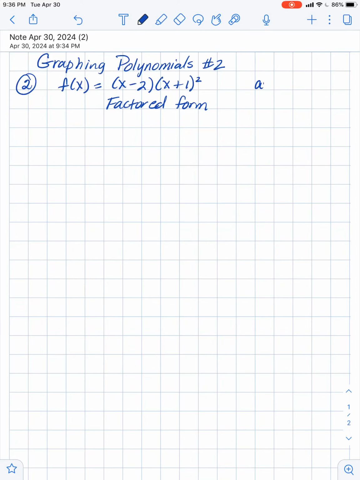So again, we're going to talk about the degree of your polynomial. And remember, it is your highest power or exponent. And as I showed you in the last one, if you watch that, when we take this, this is a factor with an exponent of 1. This one over here has a 2. So we have a 1 and a 2.